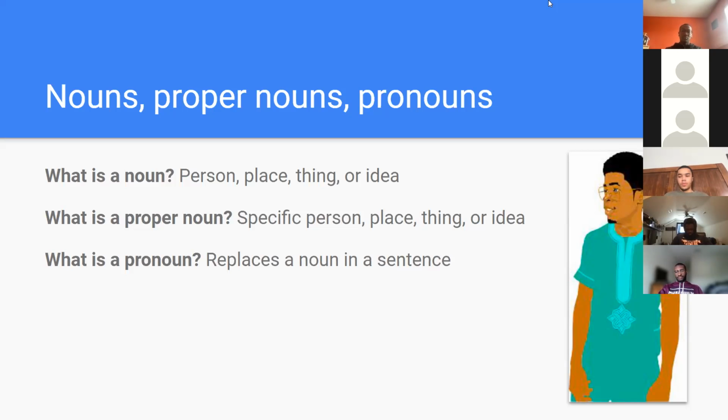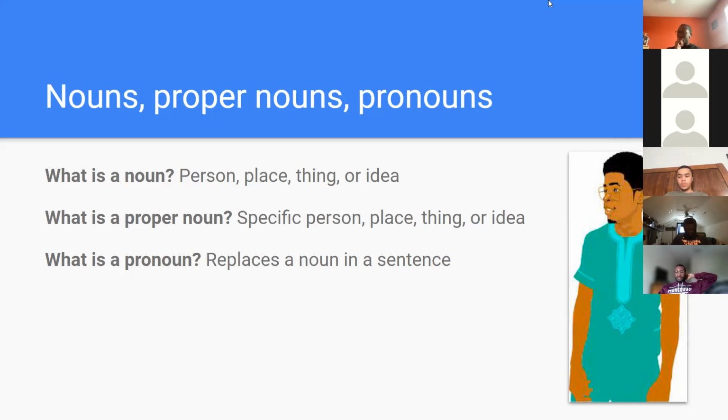We understand conceptually what justice is, right? It exists. It is real, but it's something that we conceive of. It's an idea. So love and justice, peace. Peace would be a noun, and it's an idea. So that's what they mean by person, place, thing, or idea.